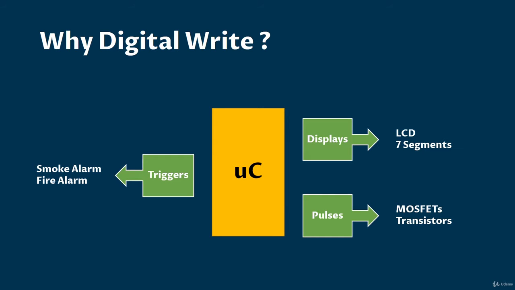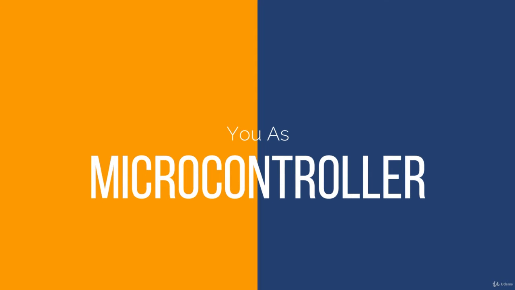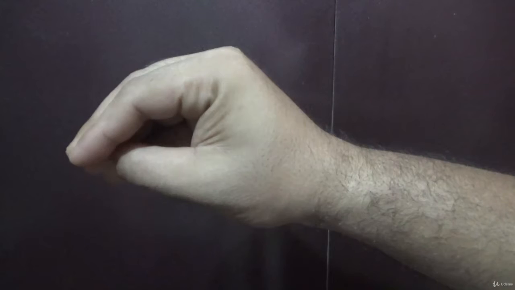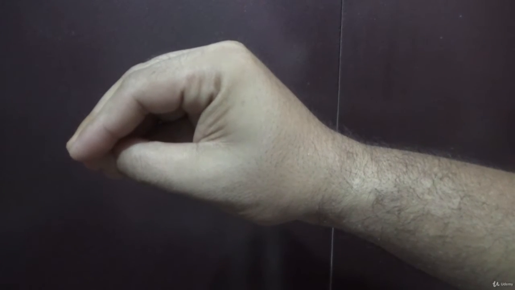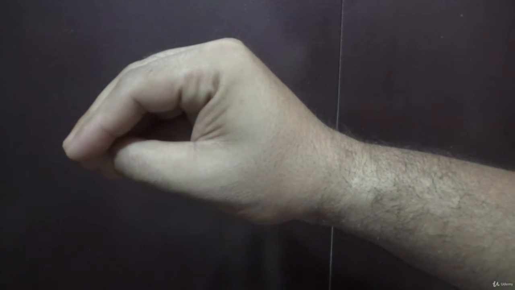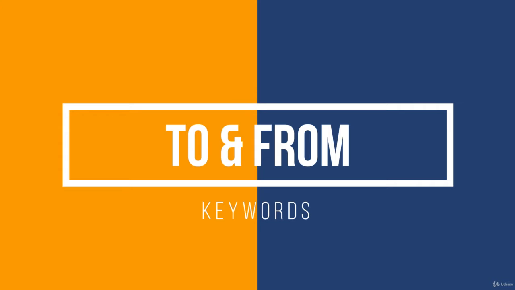Now let me take you to the basic concepts of inputs and outputs. So first, think yourself as the microcontroller. When you are giving something to someone, it becomes output. I'm repeating it. When you are giving something to someone, it becomes output. When you are taking something from someone, it becomes input. So 'to' and 'from' are the keywords here.